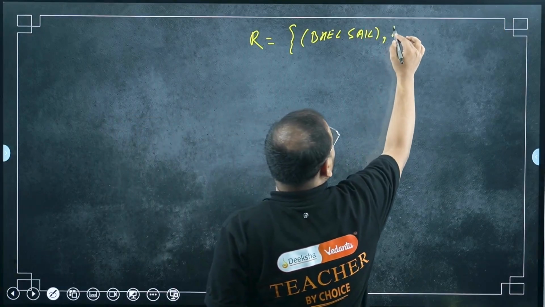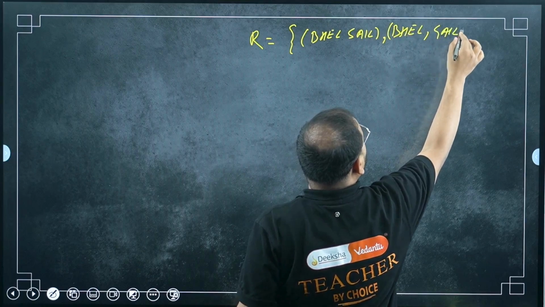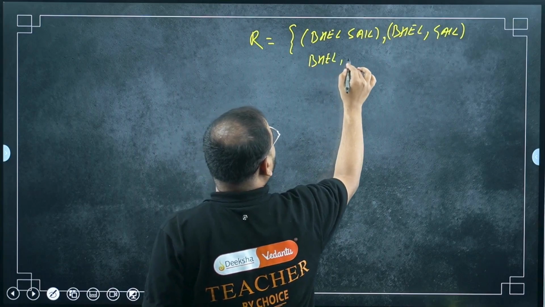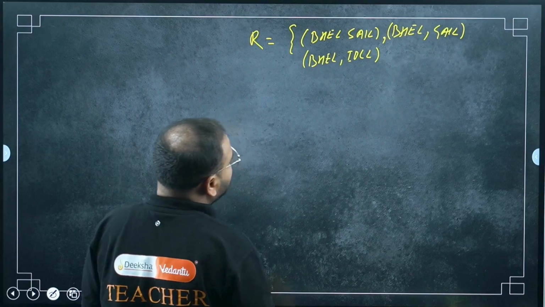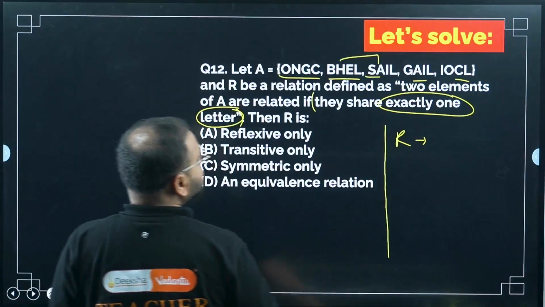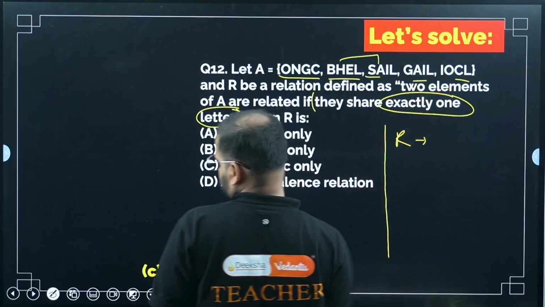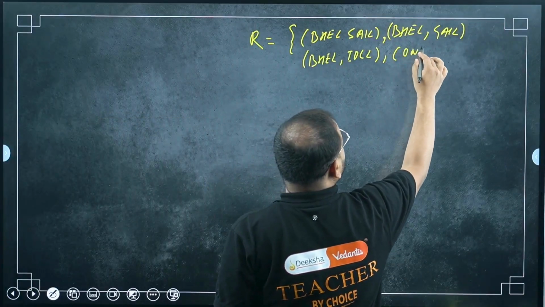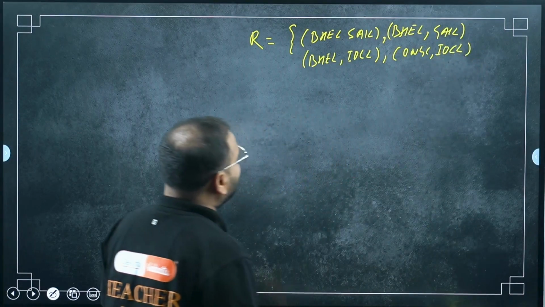BHEL and GAIL. Next will be what? Again BHEL and IOCL. Again only L is common, right? Please check here. Now the last one is what? BHEL with SAIL, GAIL is done. Now I can go ONGC with IOCL. So ONGC with IOCL is my other element. So 4 I've got.